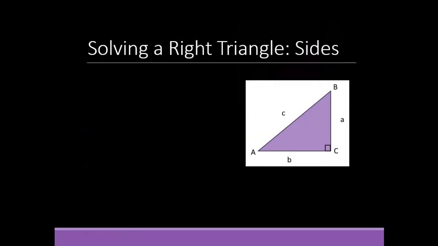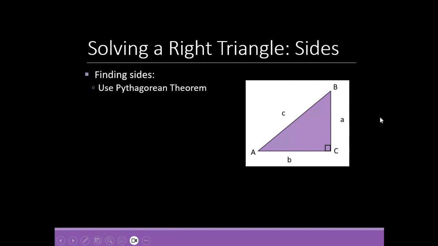All right, solving a right triangle when you're looking at sides. So we're talking about the little letters right now. A, B, and C, the little letters. Finding sides. The easiest way to do this is to use the good old Pythagorean theorem. Now, what is that Pythagorean theorem? If you've had geometry or trigonometry, you've had to use that before. If you have not had it before, don't worry. It's a pretty simple formula to use.